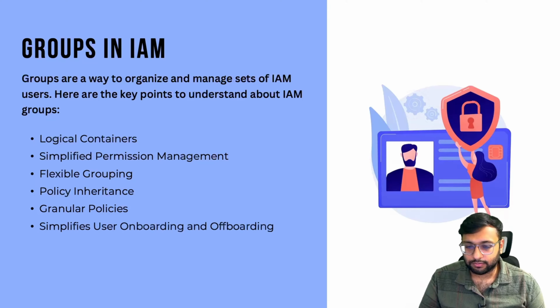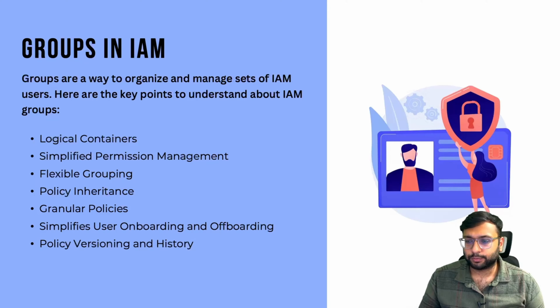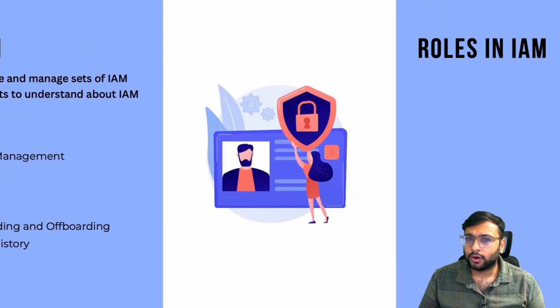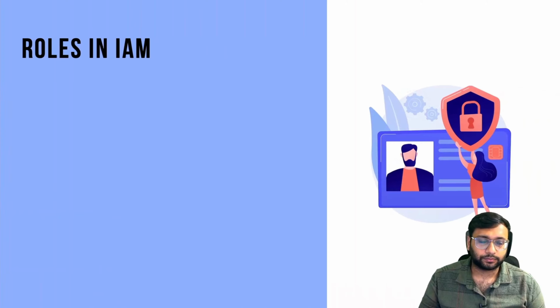Next, it simplifies the user's onboarding and offboarding. With just one click, you can add the user to the group. With just one click, you can remove the user from the group. It is completely up to you how you manage it. Next, policy versioning and history. You can keep track of what policies were assigned to a group or to a user, then accordingly manage them. We'll see how we do it because it is a more practical concept. Now let us understand what roles are in IAM.